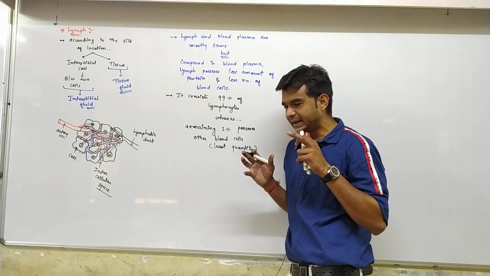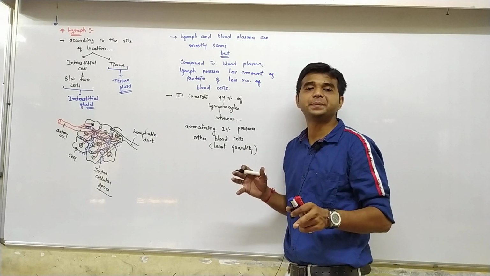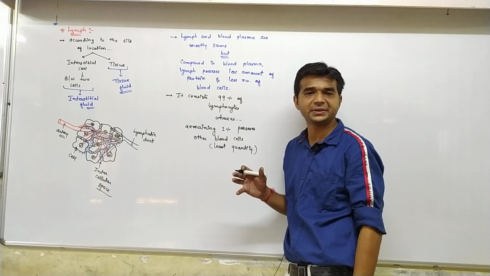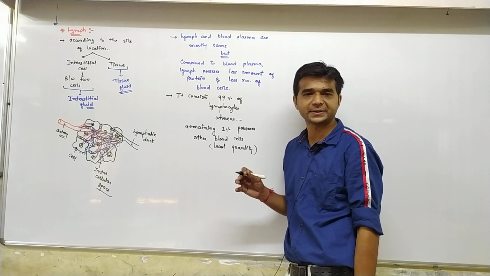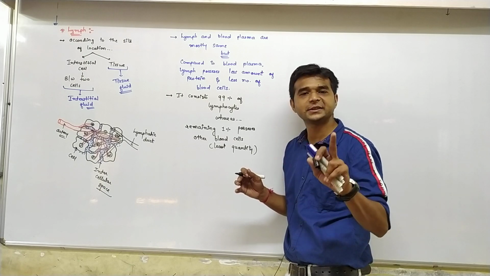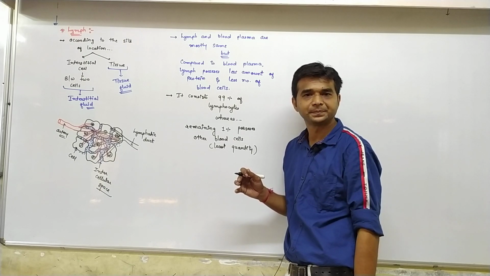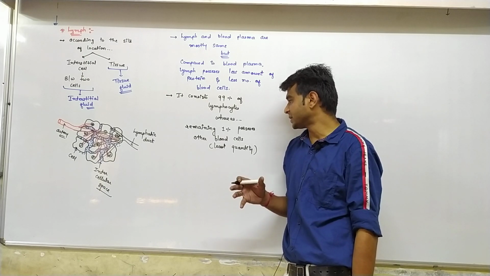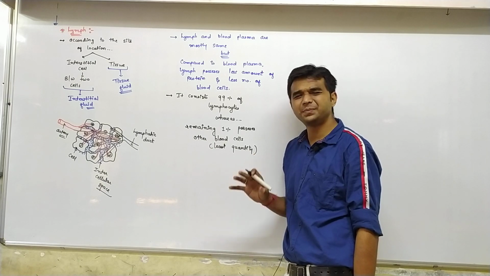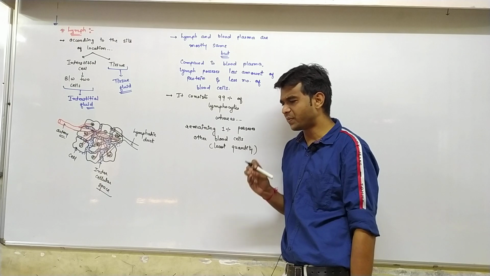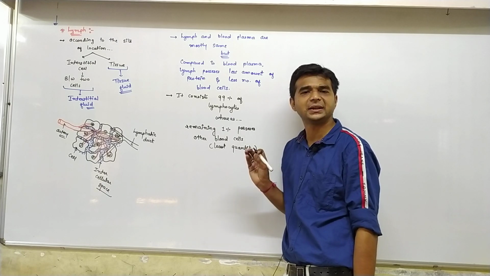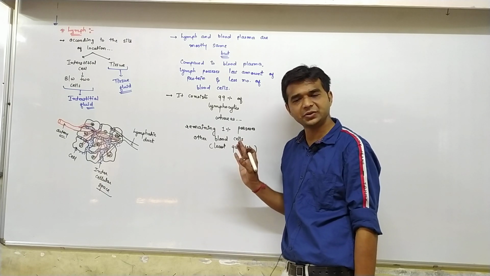So in lymph, 99% of cells are lymphocytes, and these lymphocytes are B lymphocytes and T lymphocytes that we already discussed in the previous class. But the remaining 1% possesses other blood cells apart from the lymphocytes. A very small number of RBCs and WBCs are present in that 1%. Fine?